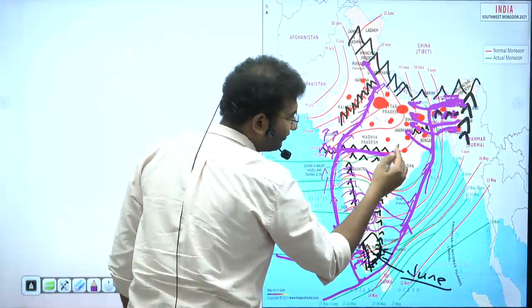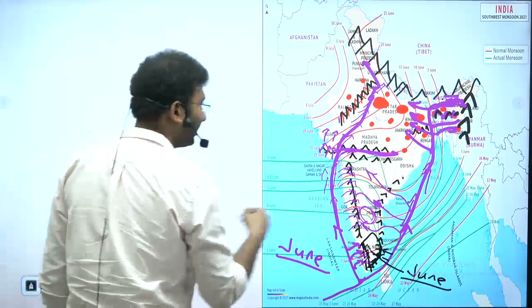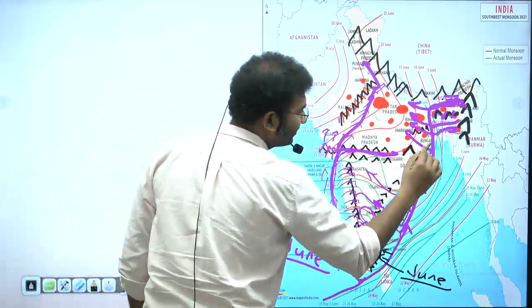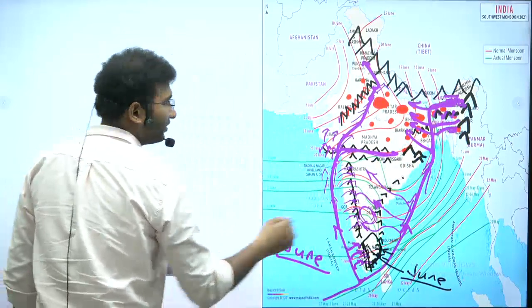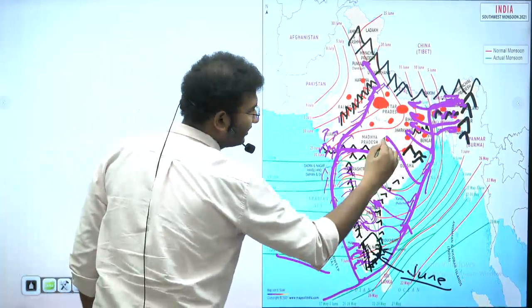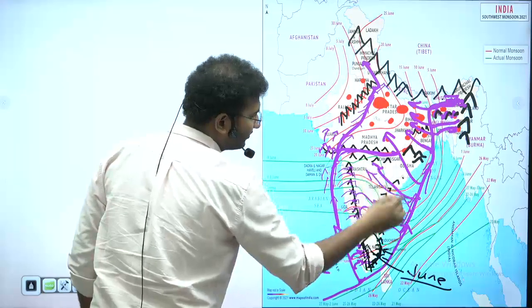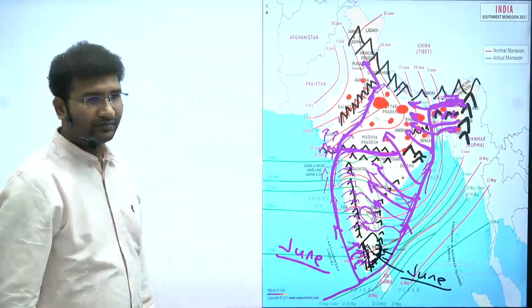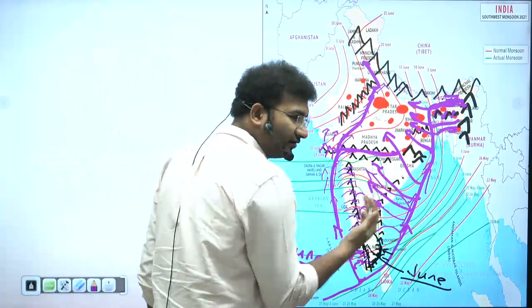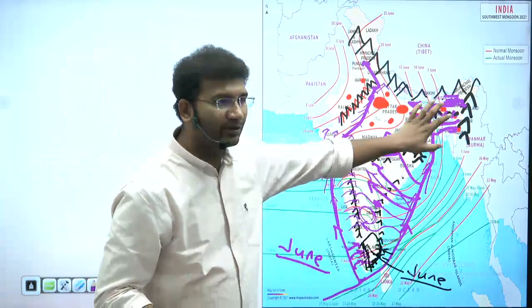Here you have another river by the name Mahanadi. Mountains are there, Eastern Ghats. So here you will see the rainfall moving inside. Much of the rainfall of the monsoon comes through Bay of Bengal wing.